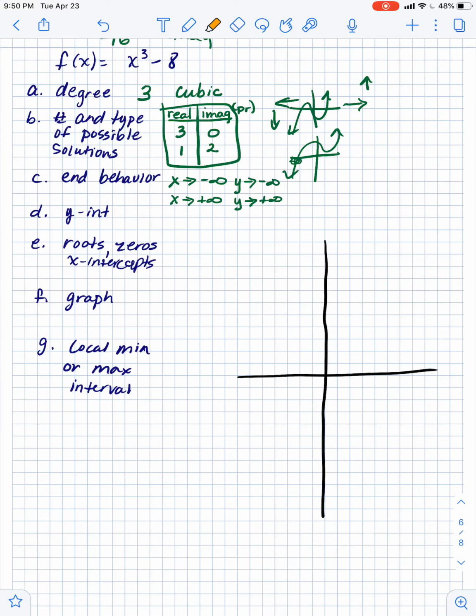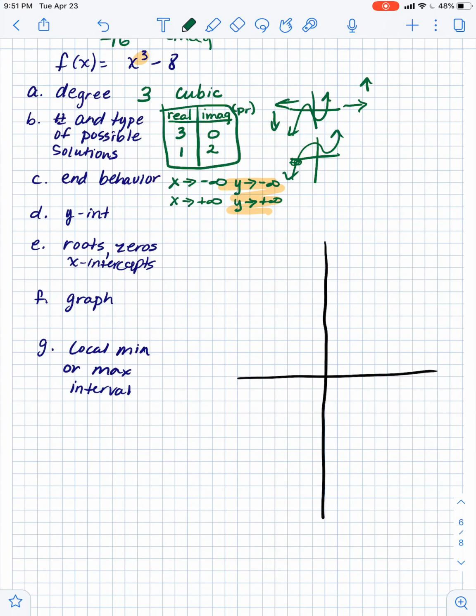I mentioned it earlier, I'll mention it again. Anytime we have an odd power, these will always be the opposite of each other. Remember on our other video, we said if it's an even power, those are the same.